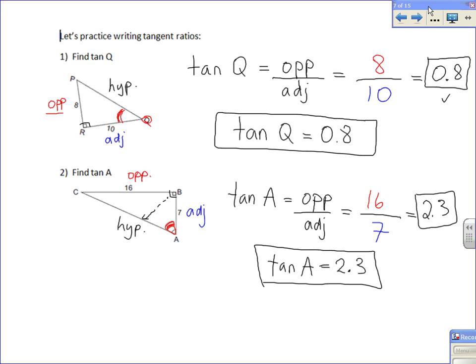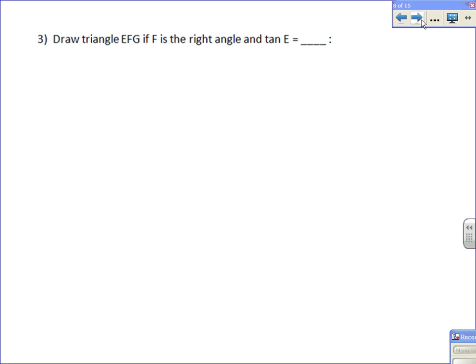What if I'm given the tangent ratio and I have to draw myself a triangle? So here's our question. It says, draw a triangle EFG if F is the right angle. So this is my 90-degree angle. So angle F is equal to 90 degrees. And let's say that the ratio, the tan of E, is equal to 7/9. Okay, I'm going to give you this information. Let's draw ourselves a right triangle.